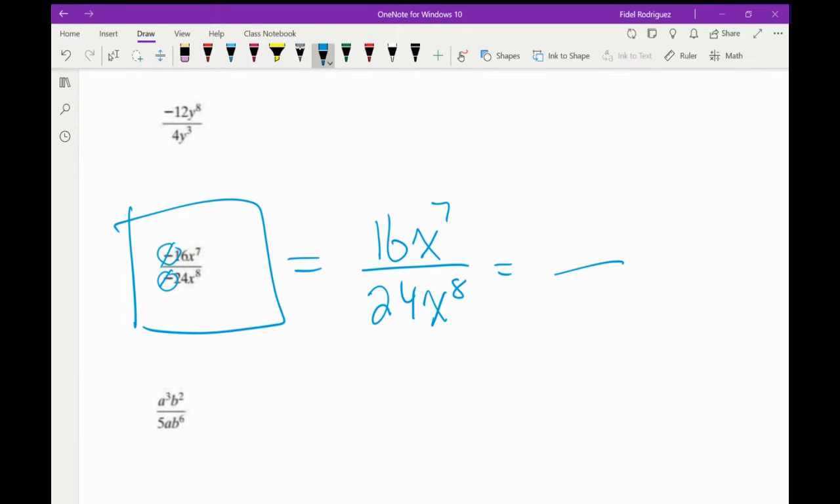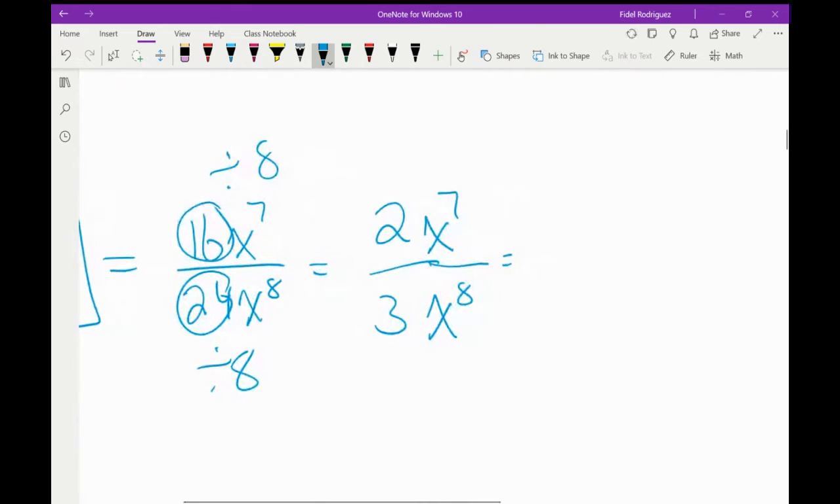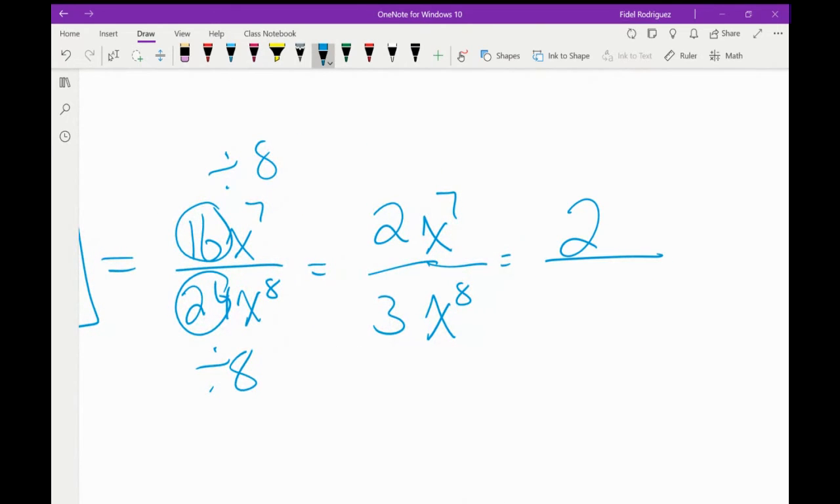Okay, and then the next thing I can do is I can say, look, 16 and 24. We can divide both of those numbers by 8. So 8 goes into 16 2 times, and 8 goes into 24 3 times. And then I have x to the 7th and x to the 8th. Now the last part is I'm going to leave the 2 and the 3 alone, and then we're going to deal with our x's.